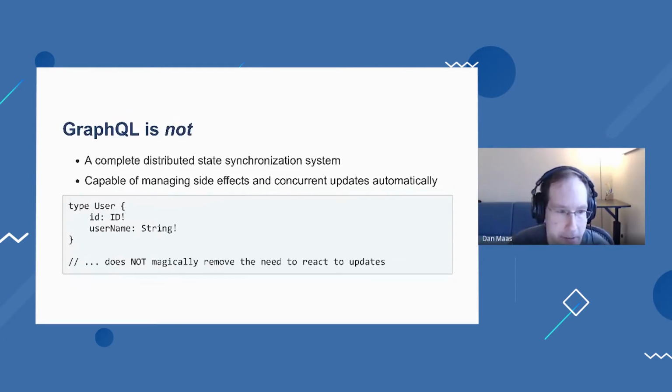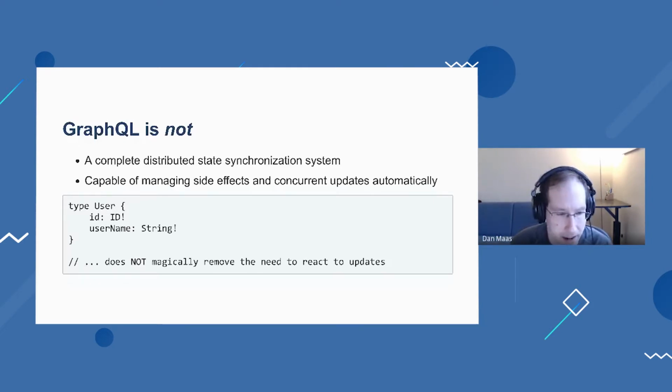It's also important to understand what GraphQL is not, because there's a lot of hype around it, and I think the hype overstates how powerful it is for certain things. You have to understand that GraphQL is not meant to be a distributed state synchronization system. It is not going to magically sync up the state of your objects between a client and a server or different clients. It is still up to you to design protocols to handle things like side effects and concurrent updates.